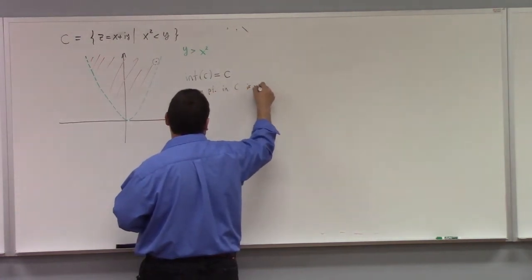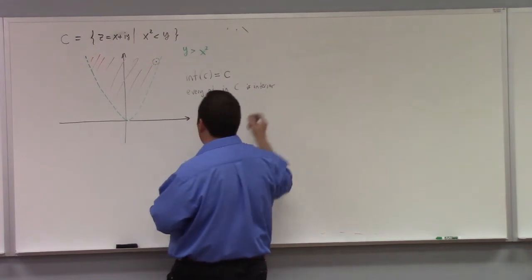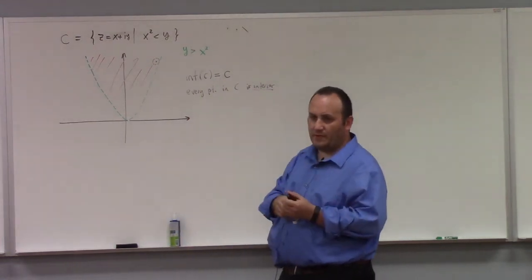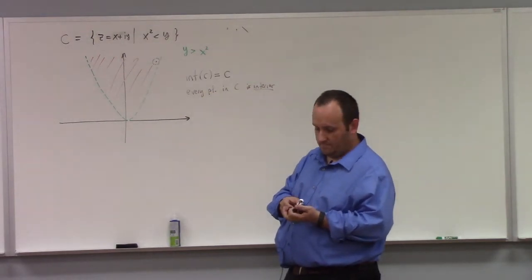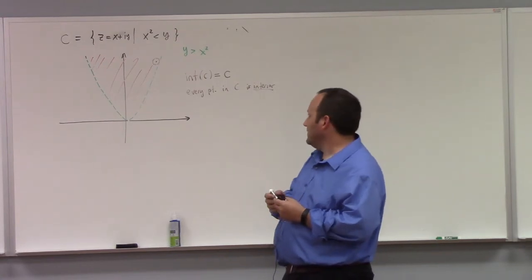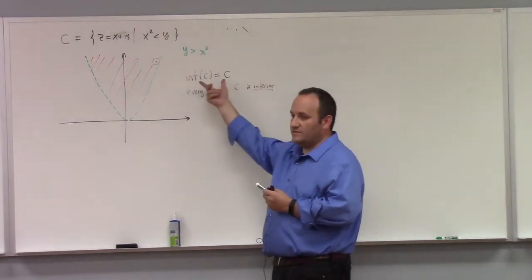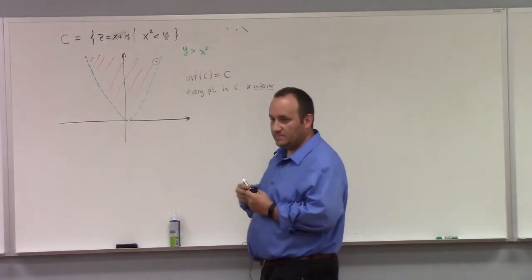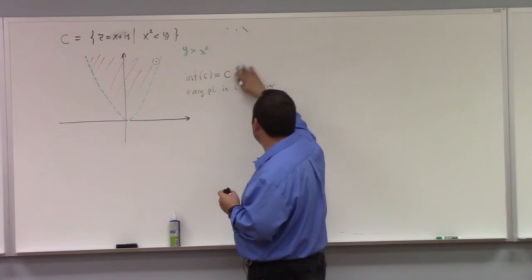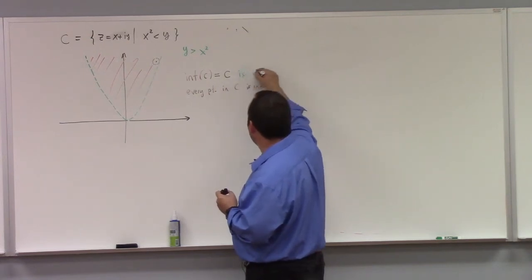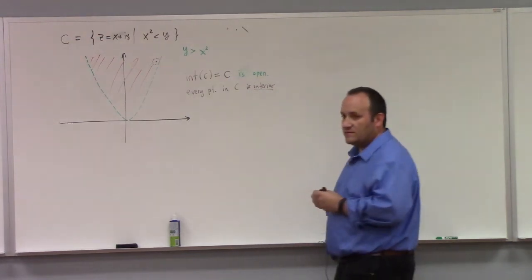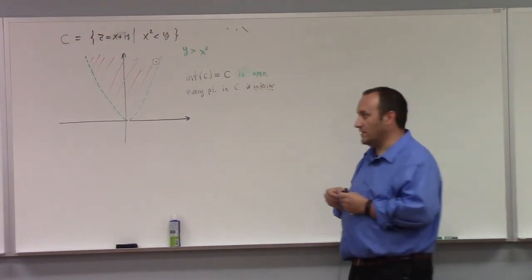What other questions were we asked? What are the boundary points? Describe the interior and the boundaries, say whether it's open or closed or neither, and see if it's connected. So first of all, if it's equal to its interior, that implies it's open. So C is open.